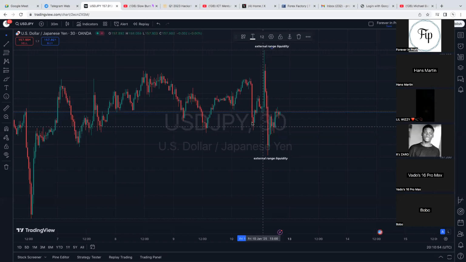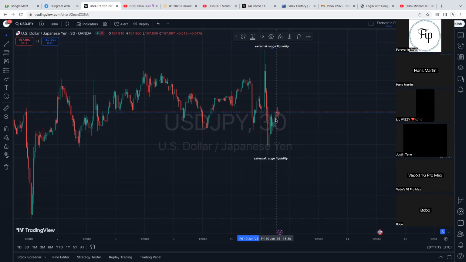Now, we have to keep in mind our overall directional bias while trading this lower time frame, because our overall directional bias is what is going to influence our decision and align us with the market in the right way. Before today's news outbreak, I called out a sell in USD JPY, but the market spiked above first, because it was trying to reach for external range liquidity that was sitting above this area.